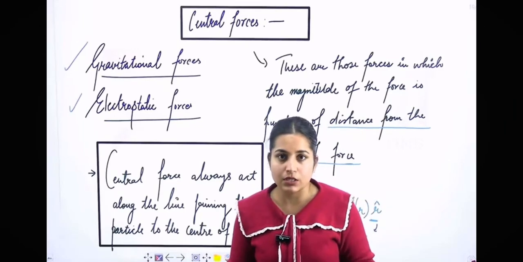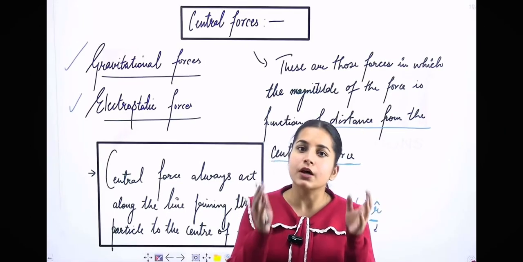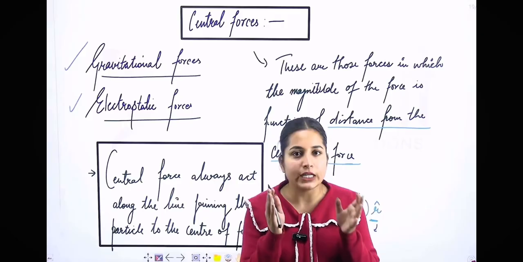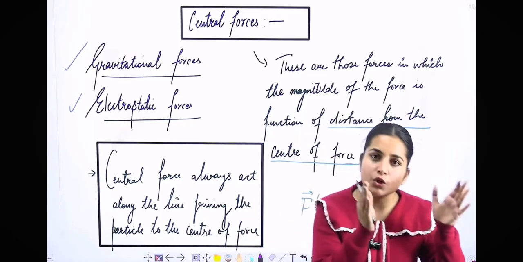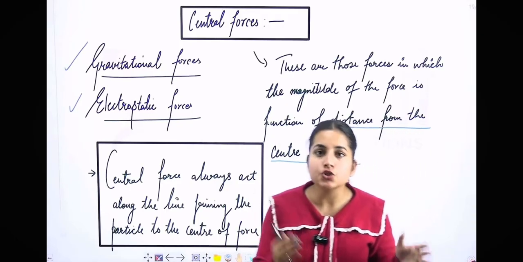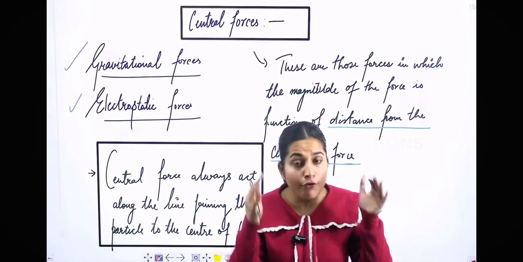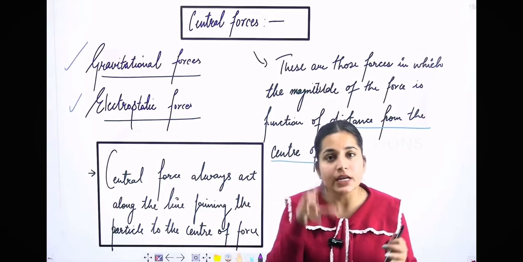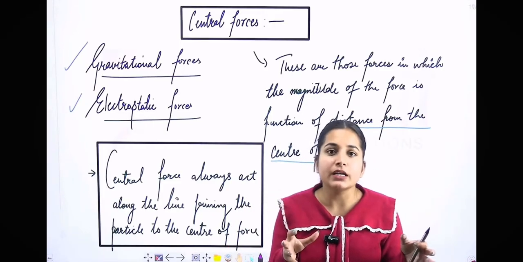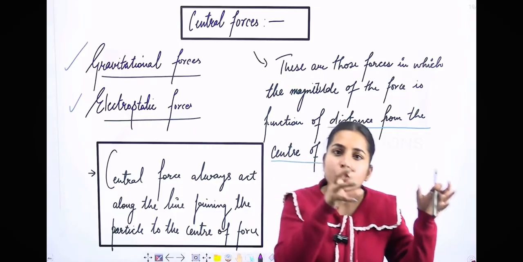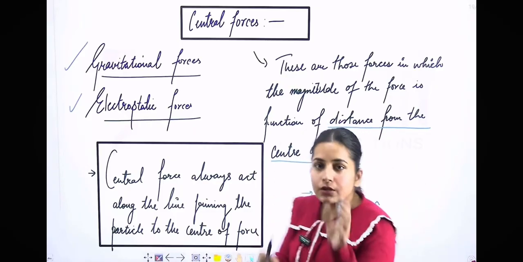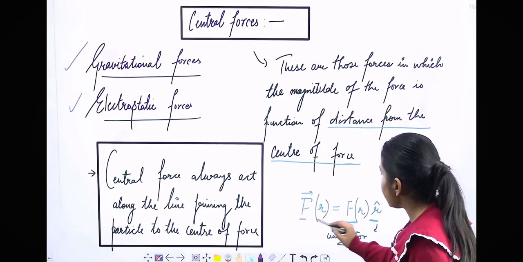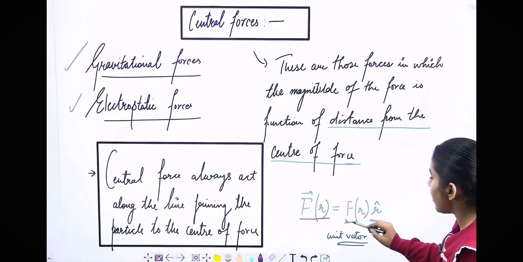Central forces. What are central forces? The forces which act along the line joining the particle to the center of the force. वो फोर्सेस जो सेंटर के अलॉन्ग लगती हैं, वो फोर्सेस जिनका मैग्नीट्यूड सिर्फ और सिर्फ डिस्टेंस पे डिपेंड करता है बिटवीन द पार्टिकल टू द सेंटर ऑफ फोर्स, एंड दैट इज द सेंट्रल फोर्स कैन बी रिटन एज F vector that is equal to F(r) r cap.